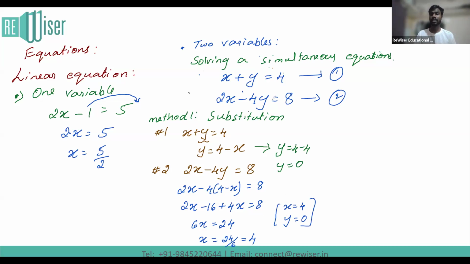Now I can solve these two simultaneous equations using the second method. The second method, we call it the elimination method. It is the method of elimination. That means we are going to think about eliminating any one variable to find the value of the other variable. Of course, irrespective of which method you choose to solve the sum, you should get the same answer.